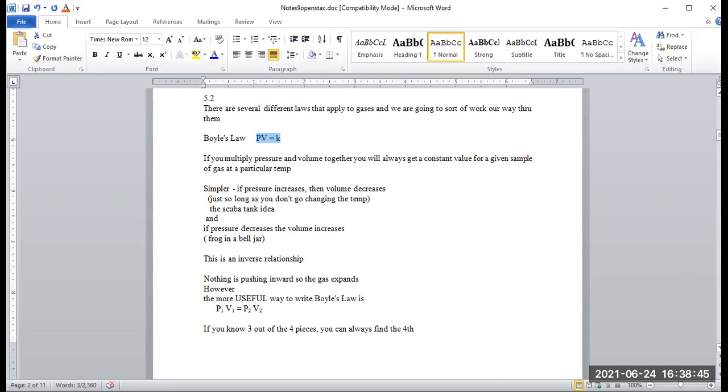If your pressure decreases, your volume increases. And yeah, I sort of referenced the frog in a bell jar. That's a really bad traditional science joke there.